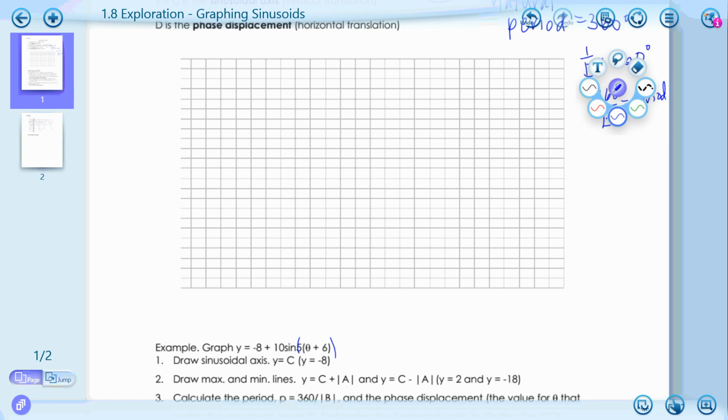Now, remember that the amplitude is telling me how far I go up or down from my sinusoidal axis. So in this case, negative 8 is the sinusoidal axis like I have here. And if I go up 10 from the sinusoidal axis, I get a max of y equals 2. And if I go down 10 from my sinusoidal axis, I get y equals negative 18. Okay, so that's going to allow me to make a good choice about how I'm going to scale my axes here.